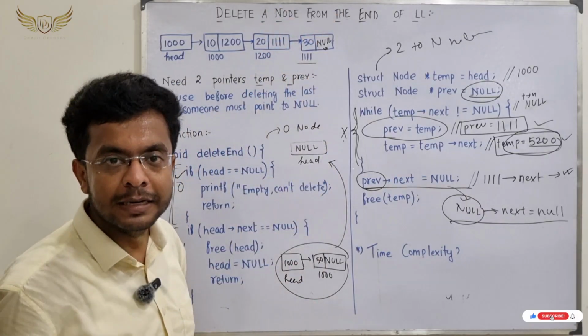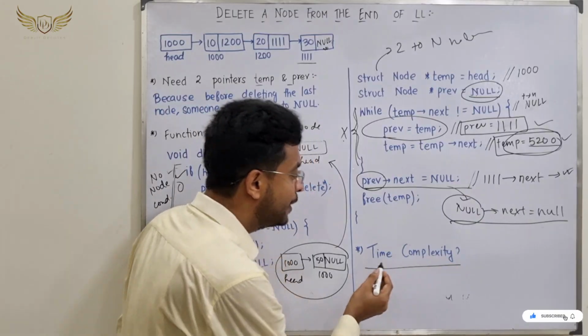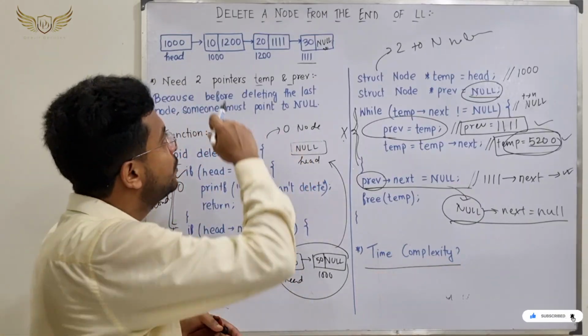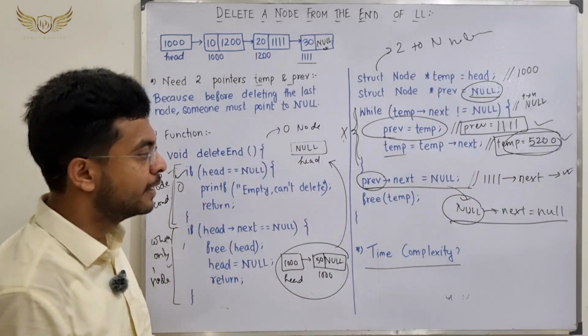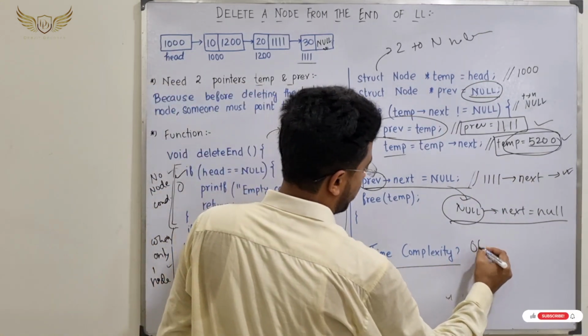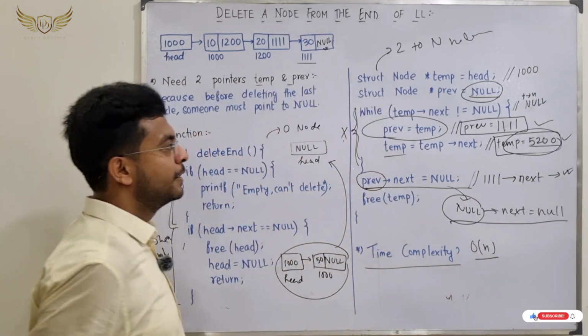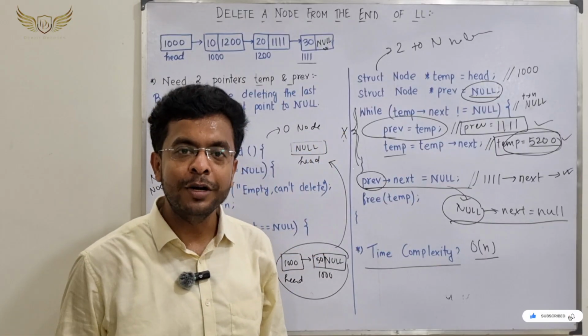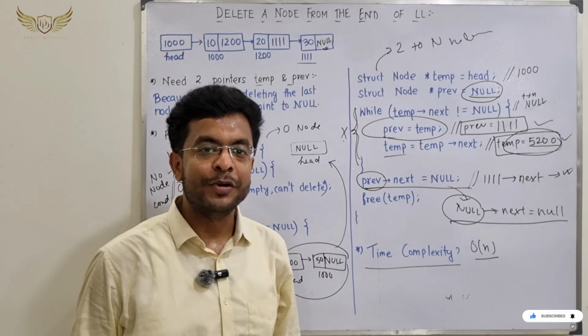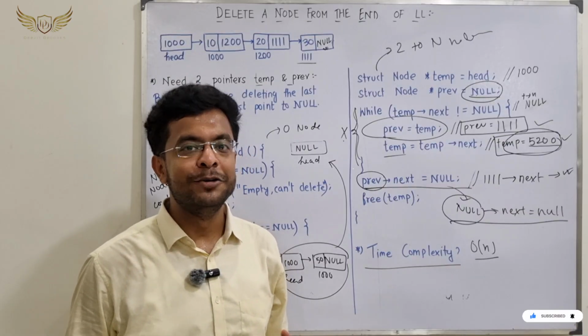So that is everything you needed to know about how to delete a node from the end of a linked list. And what is the time complexity? Because it needs to traverse almost till the end, the temp has almost traversed till the end, right? So it is nothing but order of n. So that is every single detail you needed to know about how to delete a node from the end of a linked list. I hope whatever was said made absolute sense to you.